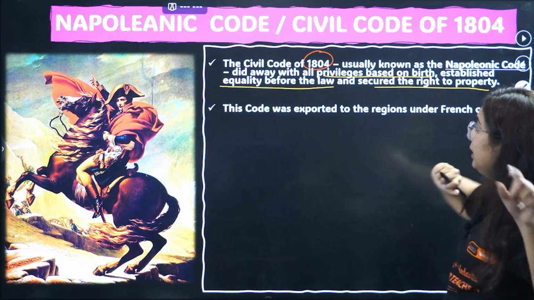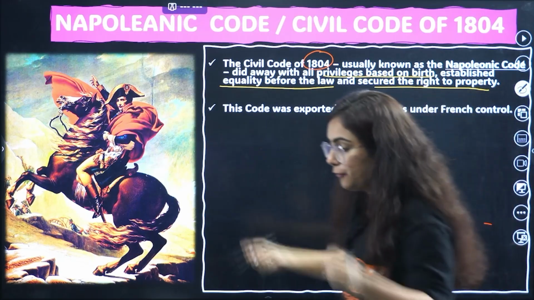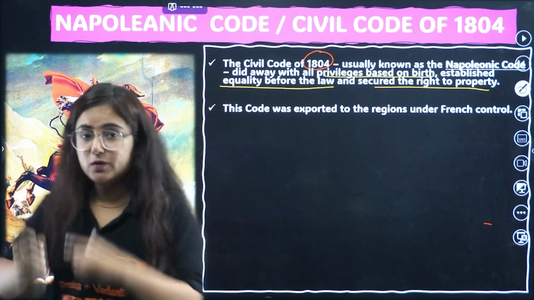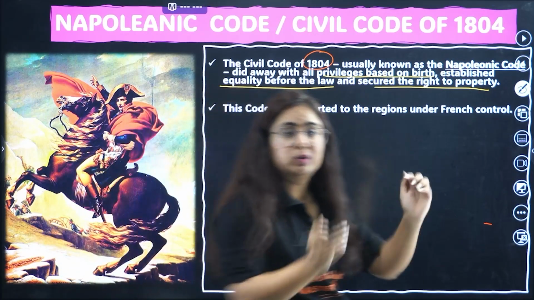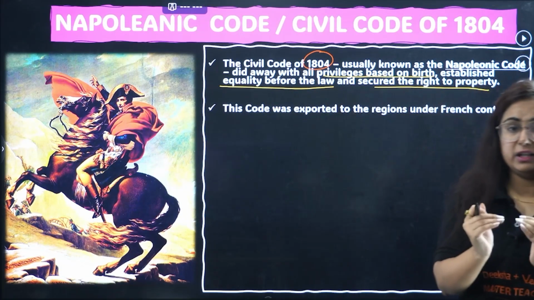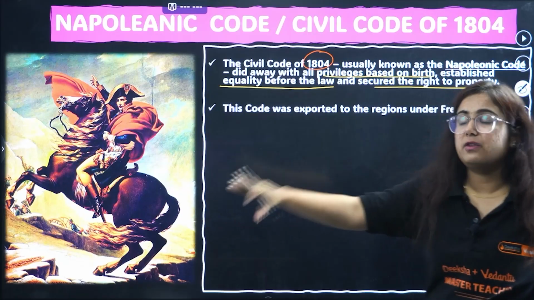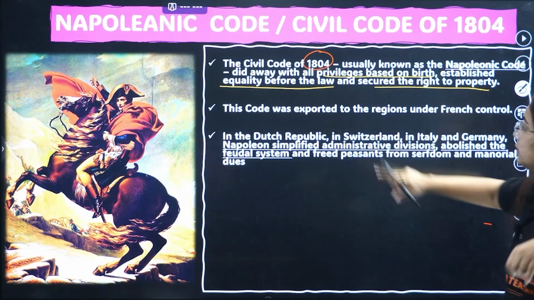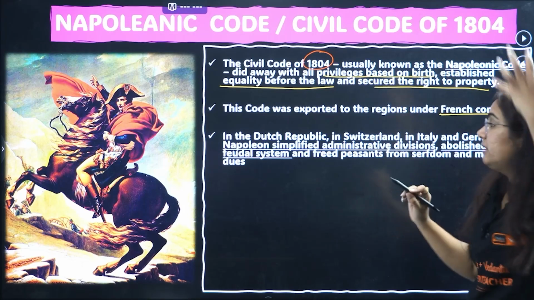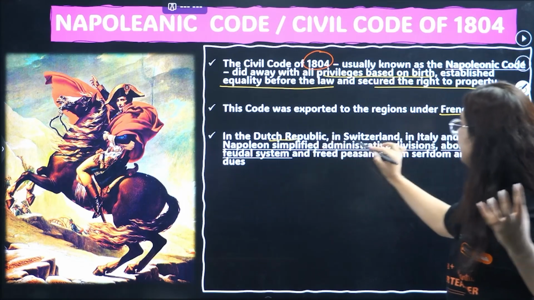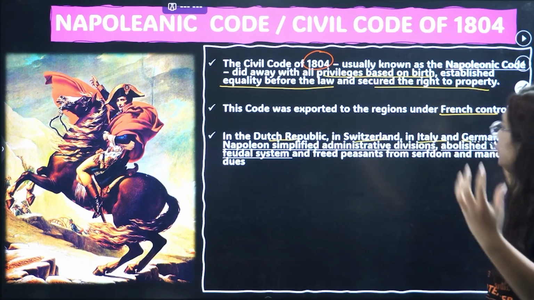Now, because Napoleon was powerful, he was a dictator, and he was fighting wars with other regions too. So this code was not only limited to French territory, but extended everywhere he had control. So this code was exported to the regions under French control at that time. Those regions were the Dutch Republic, Switzerland, Italy, and Germany.